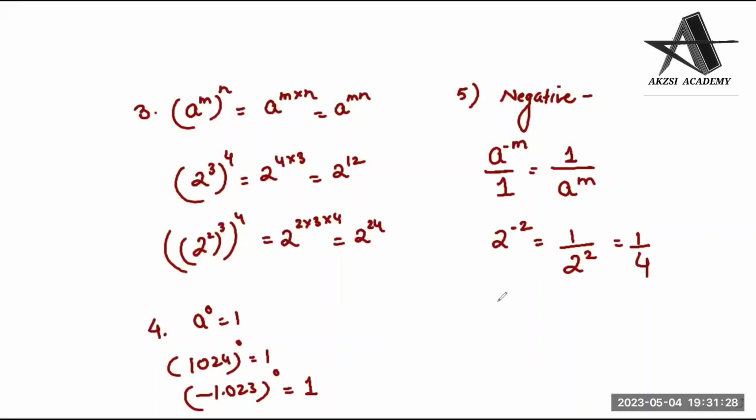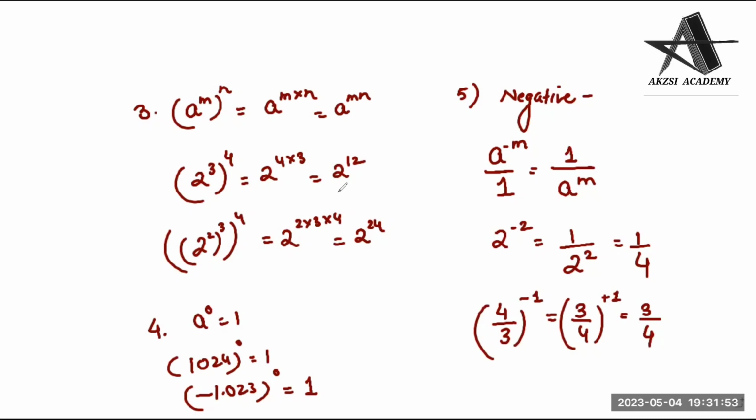Suppose it's given as 4 over 3 to the power of negative 1. So what will happen? I need to flip it. So this will become 3 over 4 whole to the power of positive 1. So we need to make the power positive, and for that we have to flip it.